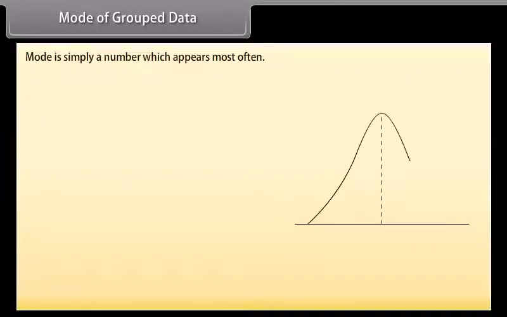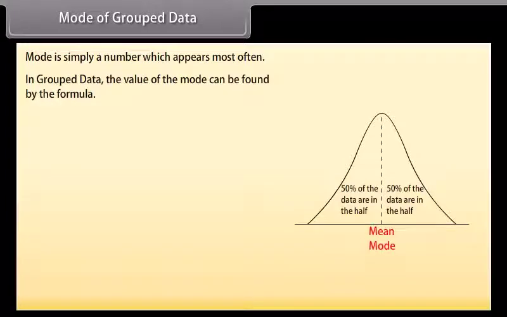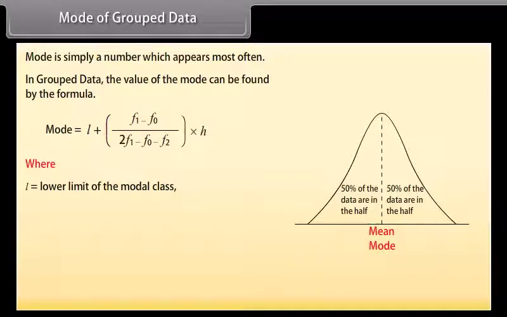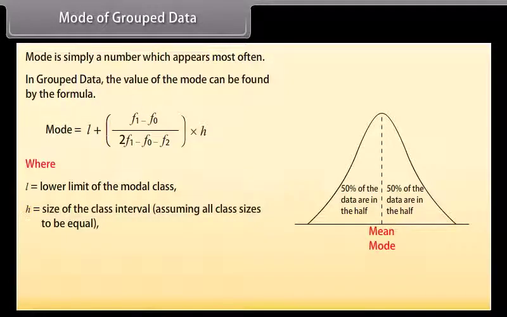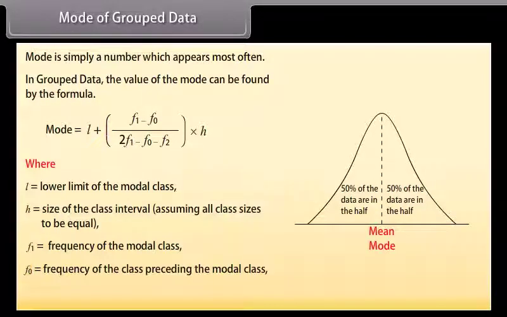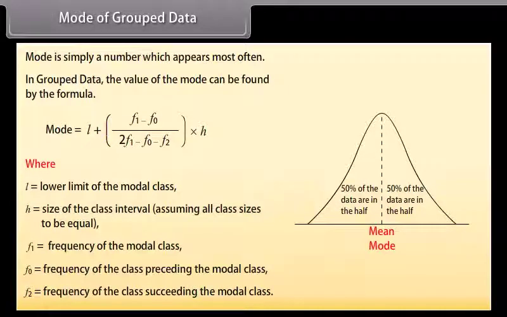Mode of grouped data. Mode is simply a number which appears most often. In grouped data, the value of the mode can be found by the formula as given below. L plus F1 minus F0, that is divided by 2F1 minus F0 minus F2 multiplied by H, where L is equal to lower limit of the modal class, H is equal to size of the class interval, assuming all class sizes to be equal. F1 equals frequency of the modal class. F0 is equal to frequency of the class preceding the modal class. F2 is equal to frequency of the class succeeding the modal class.